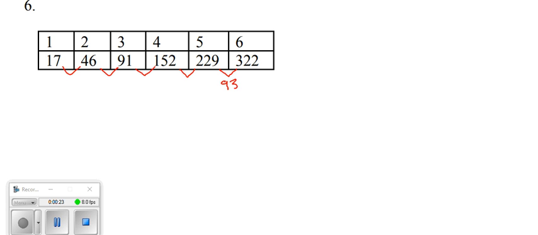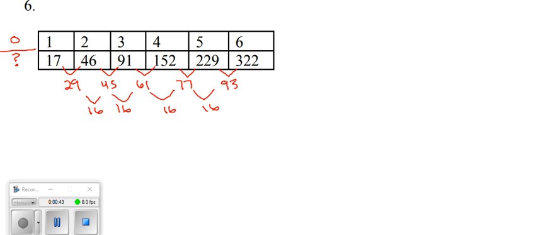There's 93, 77, 61, 45, 29, and then these are all 16. So let's state what the problem is. We want to know what goes right here. Okay? So there's a number that goes here and a number that goes here. If we can find both of those numbers, then we can find this number.